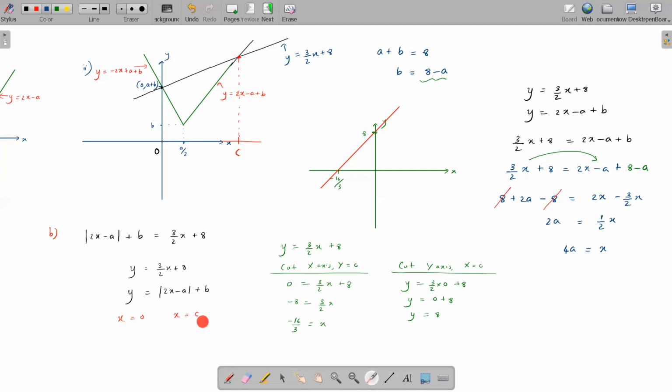Yeah, x equals c, and they ask us to find the value of c in terms of a.